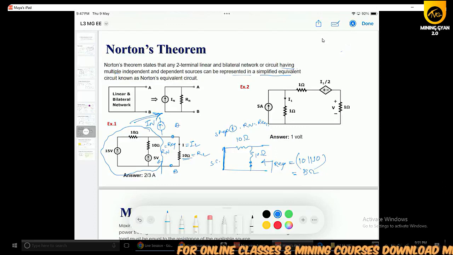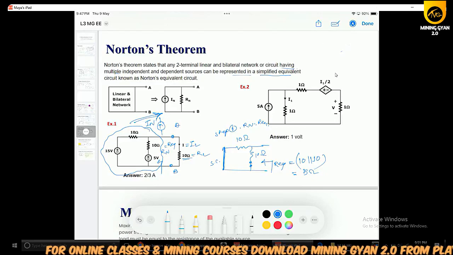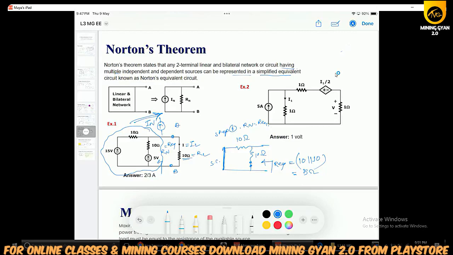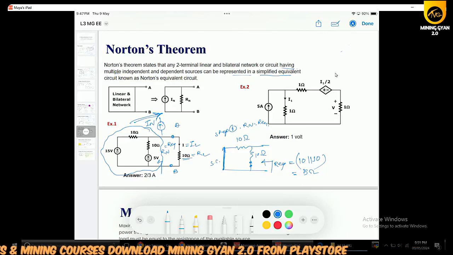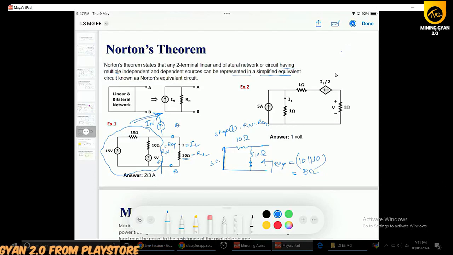Then after applying the external source, you can apply your mesh analysis. If this is the current flowing through this mesh, then you can write the KVL equation like this. V minus, and you can see that this is the current dependent voltage source, so you have to write its value, I1 by 2. This is the voltage, and that is dependent on I1. And what is I1? That is flowing through this 1 ohm resistance. So here I1 and I both are in the same direction, and that's why I1 equals I.